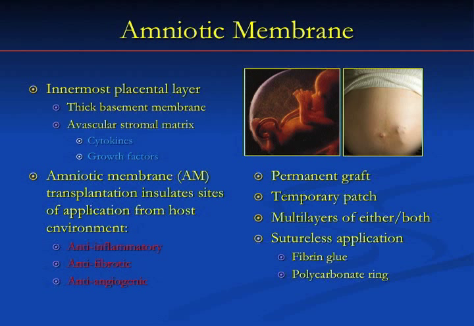You can use it either as a temporary graft for a period of time that it's limited, or as a permanent graft. Also, you can cut it and put multiple layers, doing a sandwich, and put a larger portion surface on the top of it. You can also use no sutures by using the fibrin glue, and there are some other options to use a polycarbonate ring.